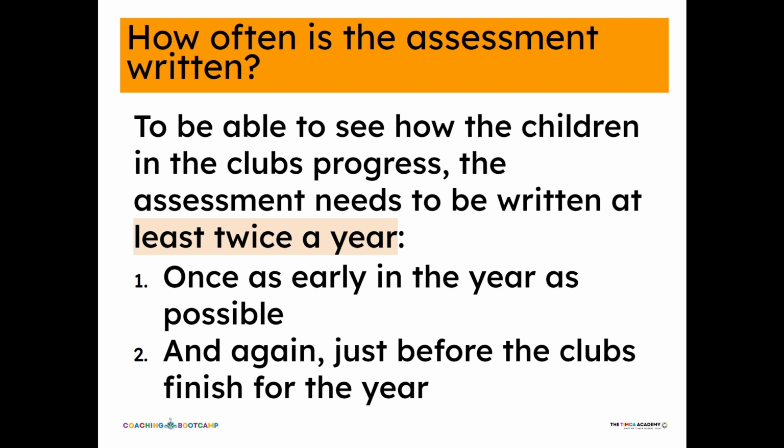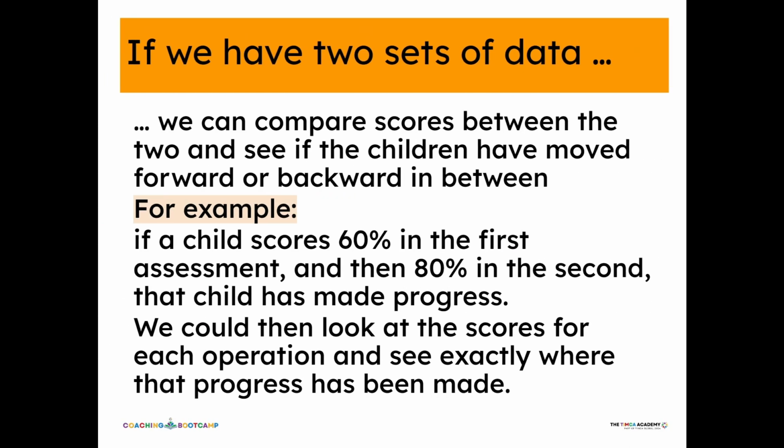Okay, so this assessment is written at least twice a year by the children in the clubs. So first of all, at the beginning of the year, as close to the beginning of the year as possible, and then again later in the year just before the clubs finish. Okay, so at least twice a year. So why do we need to have the assessment twice? So if we have 2 sets of data, we can compare the scores between the 2 and see if the children have moved forwards and backwards in between.